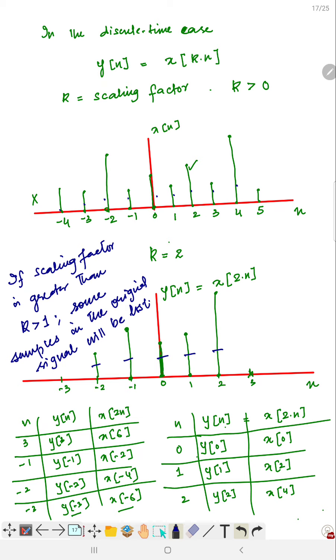Okay. So in the continuous time case, if a is greater than 1, that is the scaling factor is greater than 1, it will lead to the compression of the signal. And in the discrete time case, it will lead to the loss of samples.